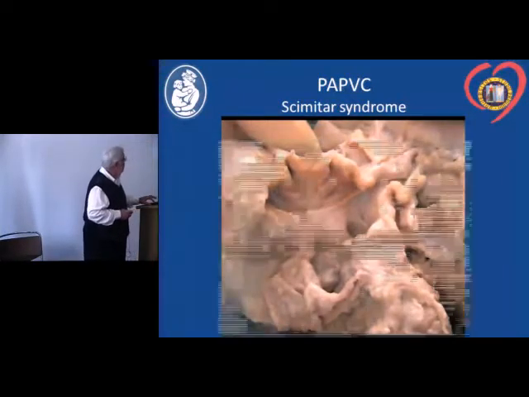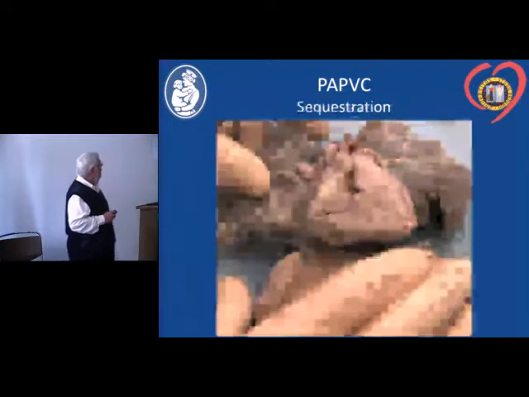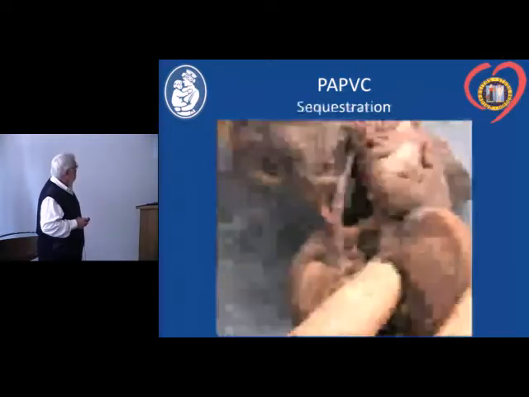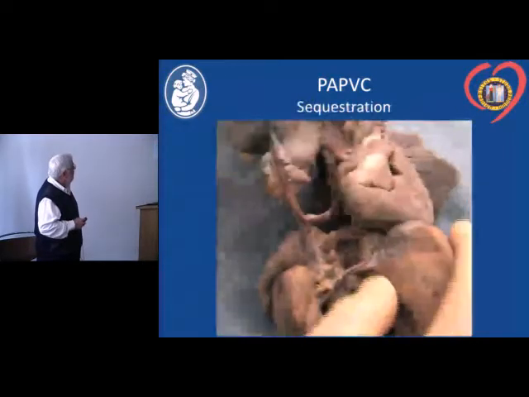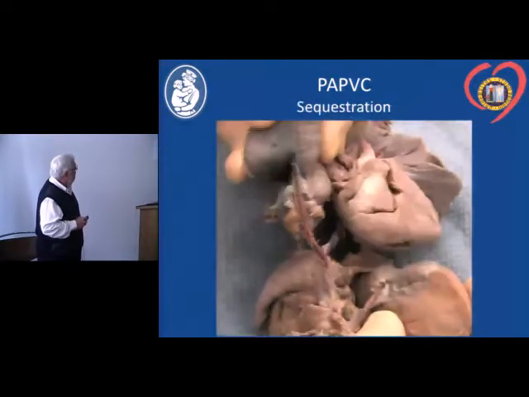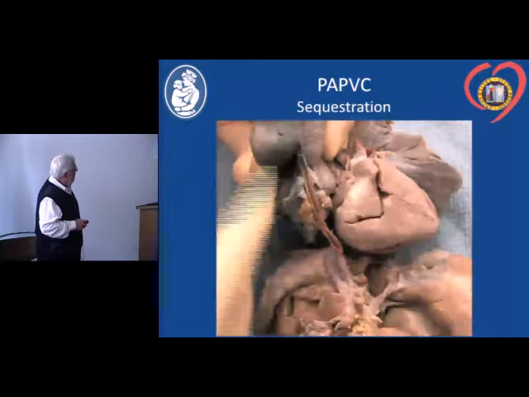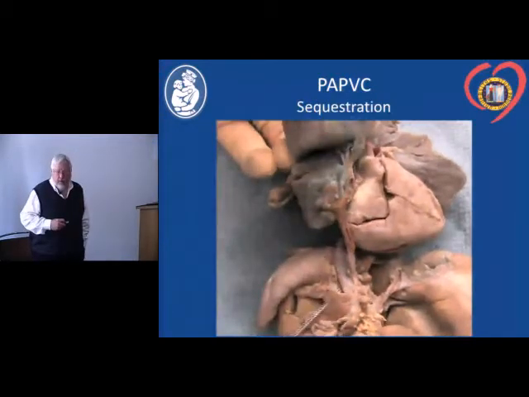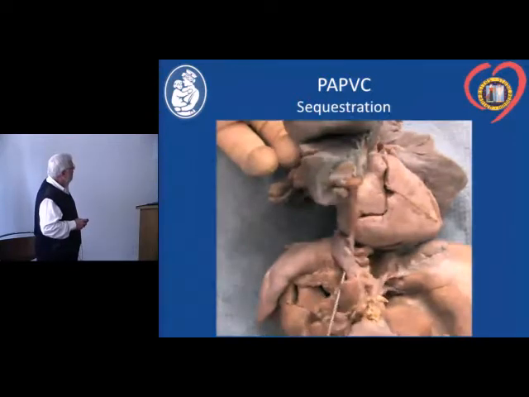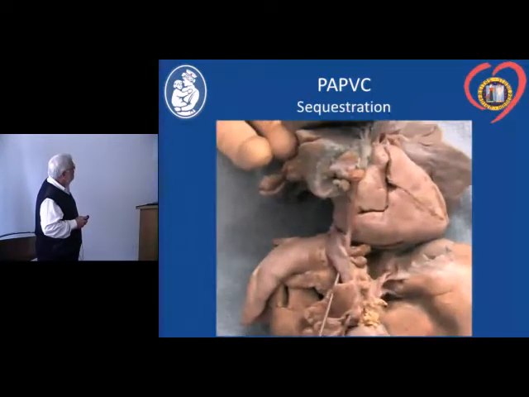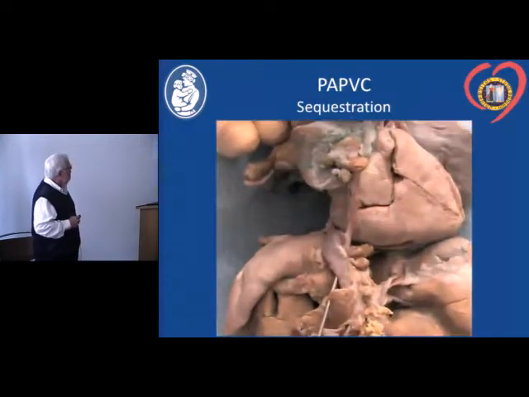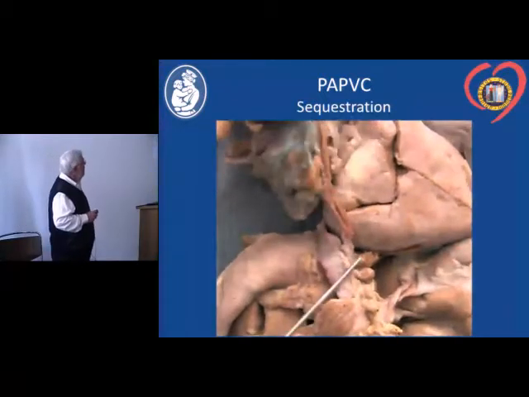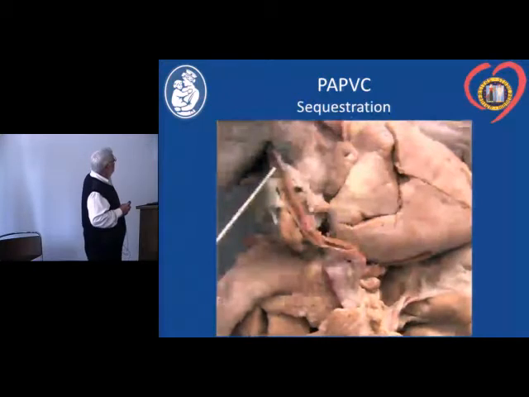So that's Scimitar syndrome. This is another example of Scimitar without the right lung hypoplasia, but with a sequestration artery here. Here you see this artery coming from the descending aorta below the diaphragm, which is the typical place where sequestration arteries come from, and it then continues up and supplies one or more segments of the right lung in this case. There you can see it coming up to the right lung.